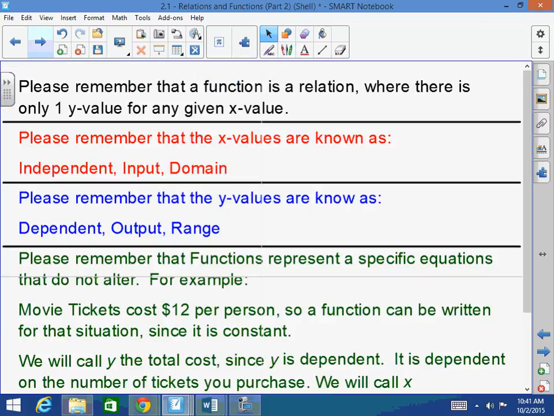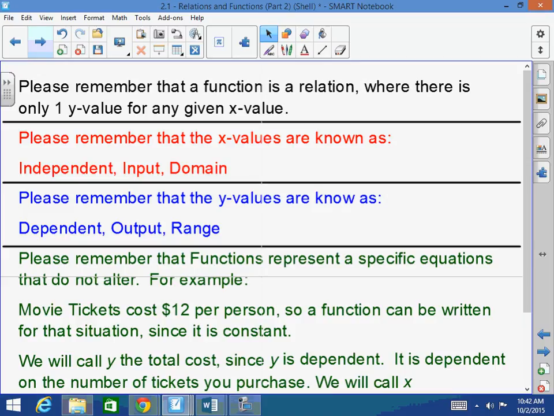Okay, a lot of things to remember here. If you notice, I say please on all of them. This is your choice, though, guys. These are things that you must remember. So please remember that a function is a relation where there is only one Y value for any given X value. Etch that into your memory banks. Live it, love it, and learn it. A function can only have one Y value for any given X value.